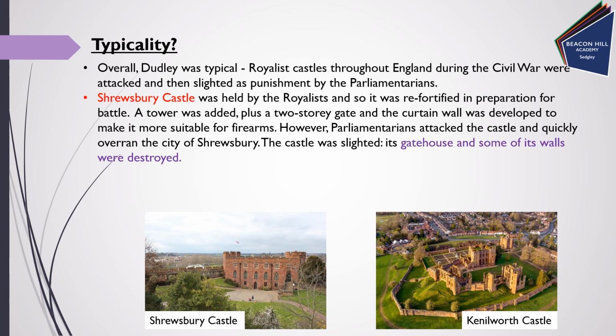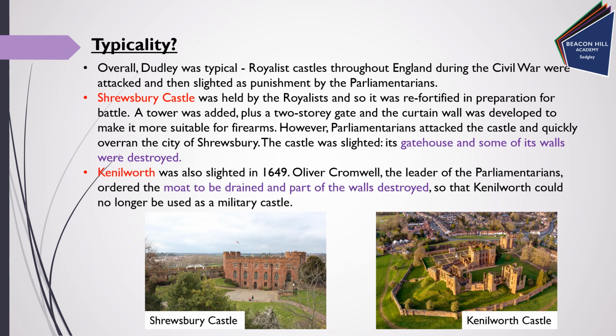So Shrewsbury Castle was also held by the Royalists. It was refortified in preparation for the battle. So prior to the English Civil War, it gets strengthened in the hope that the Royalists will be able to defend it. So a tower was added plus a 2-storey gate, and the curtain wall was developed to make it more suitable for firearms. However, parliamentarians attacked the castle and quickly overran the city of Shrewsbury, and the castle was slighted. So its gatehouse and some of its walls were destroyed. So again, the slighting that has happened on these physical features is in purple for you on the screen. They are examples that you could speak about.